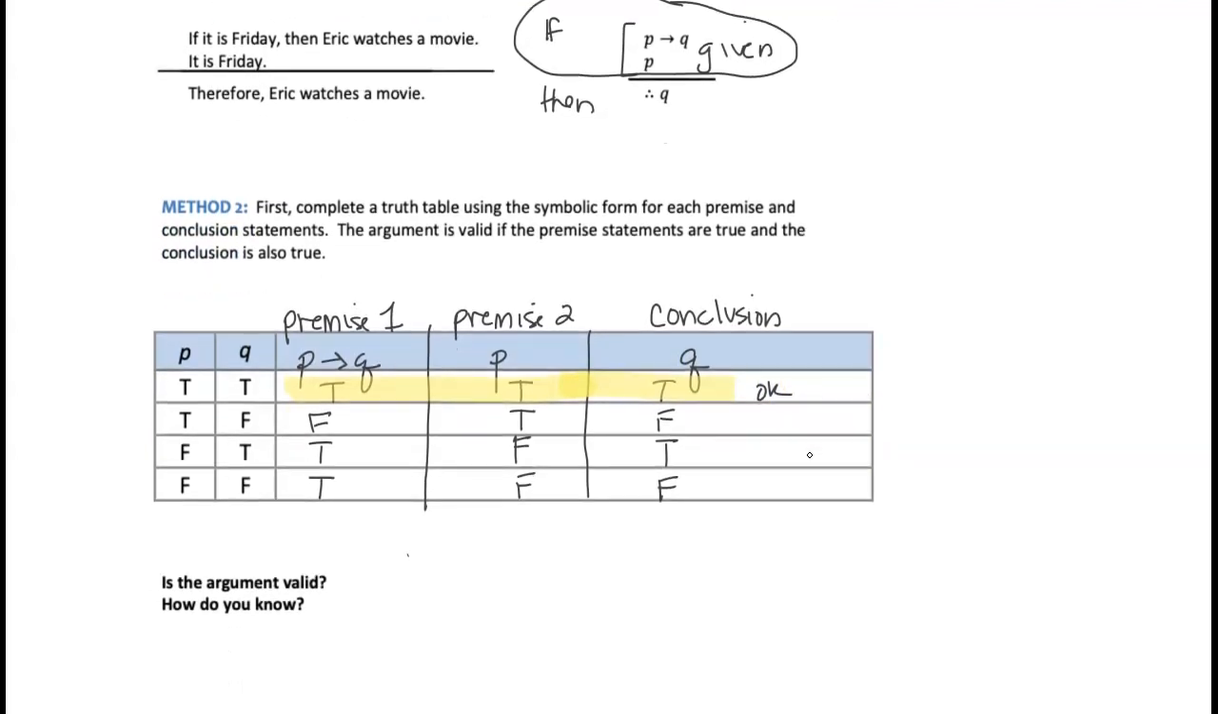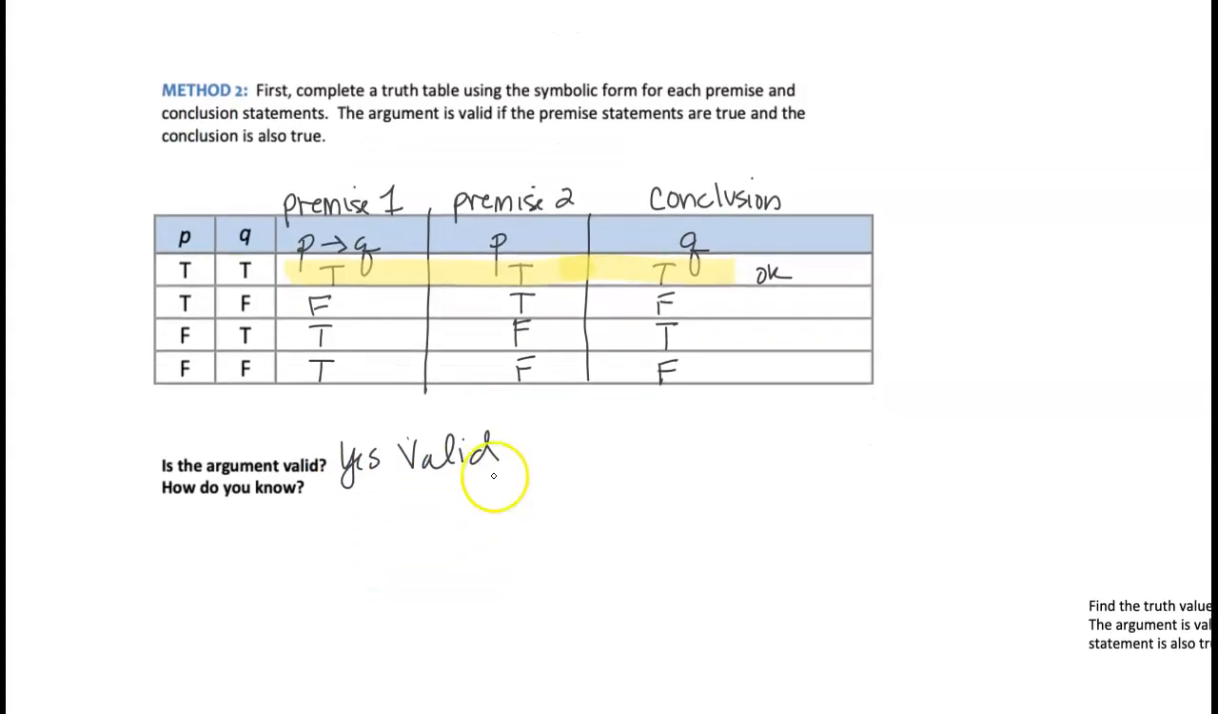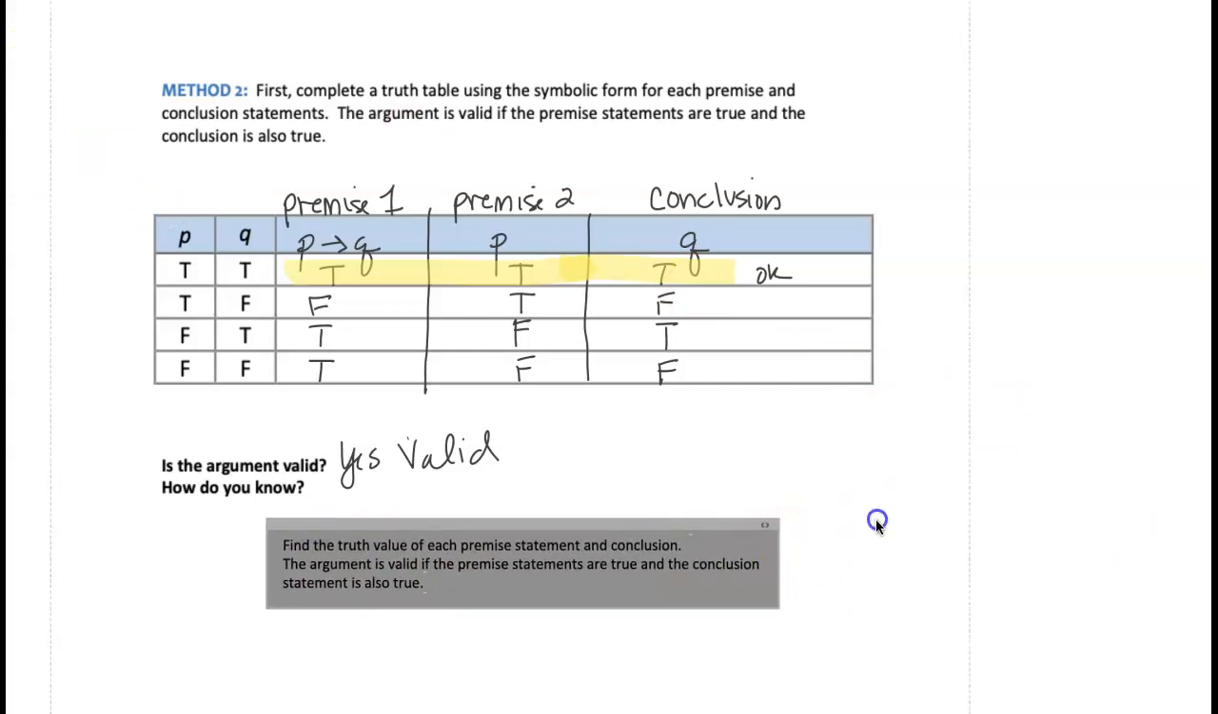So, is the argument valid? Yes, it's valid. How do we know it's valid? We know it's valid because when we found the truth values of each premise statement and the conclusion statement, when the premise statements were true, the conclusion was also true.